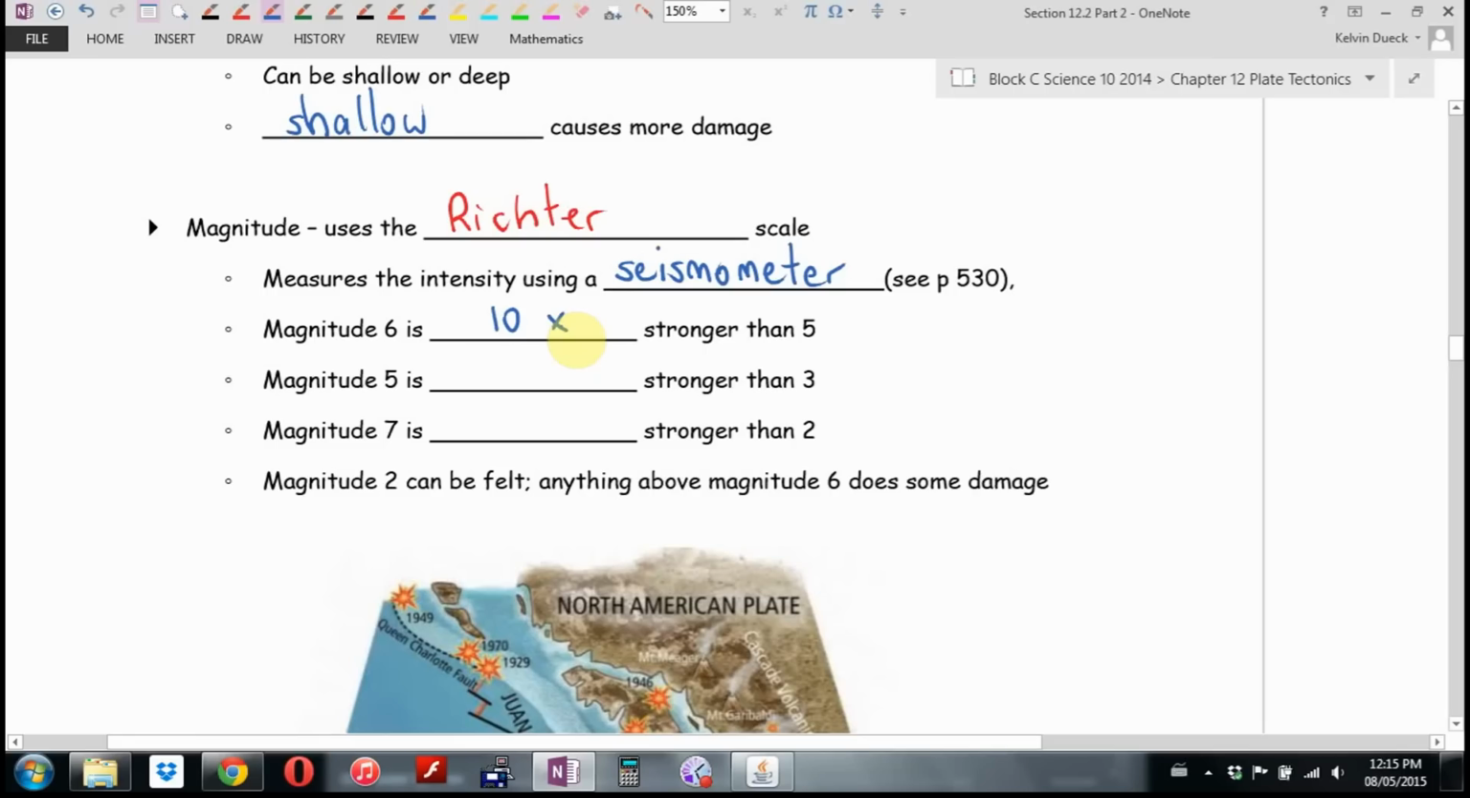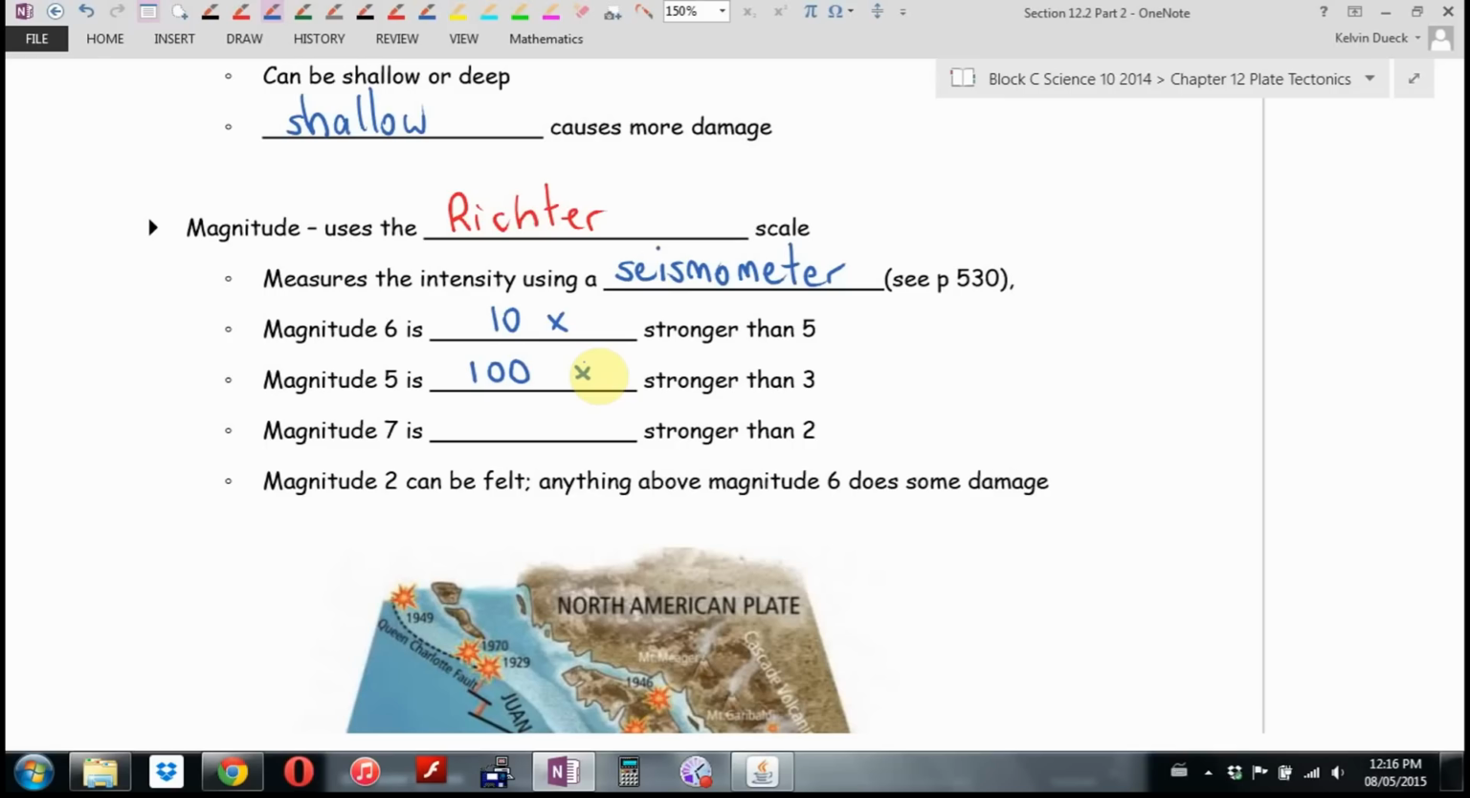A magnitude 5 compared to a magnitude 3 is 100 times, not 20, 100 times. So a magnitude 1.5 is about what you feel when a train goes by and you're parked near it, because you can feel the rumble through the air. That's about a 1.5. So a magnitude 2 is a little more than that.